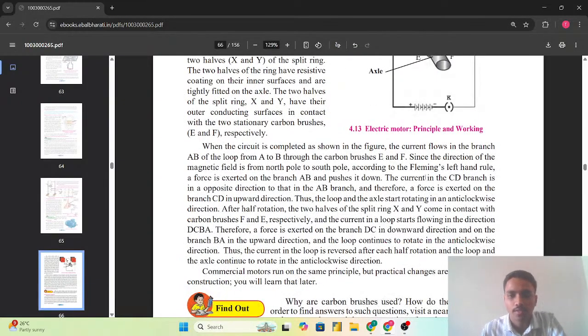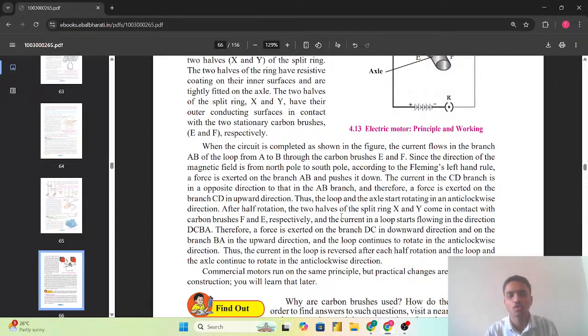Since the direction of the magnetic field is from the north to the south pole, according to Fleming's left-hand rule, force is exerted on the branch AB and pushes it down. The current in the CD branch is in the opposite direction to that in the AB branch, and therefore a force is exerted on the branch CD in the upward direction. Thus, the loop and the axle start rotating in the anticlockwise direction.